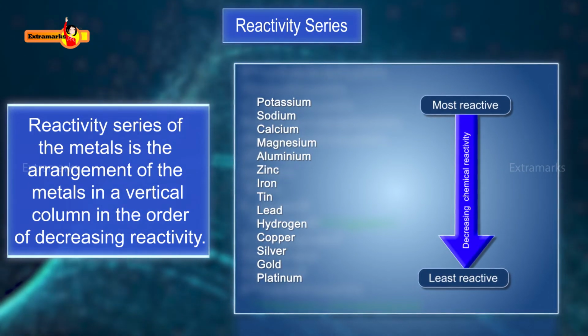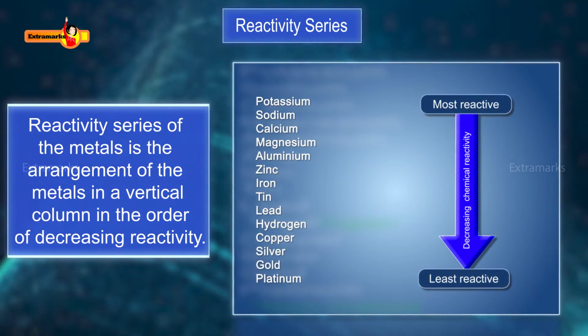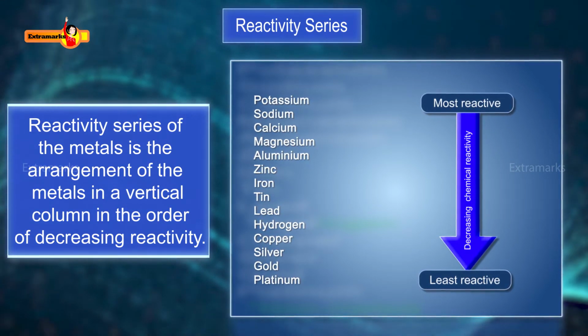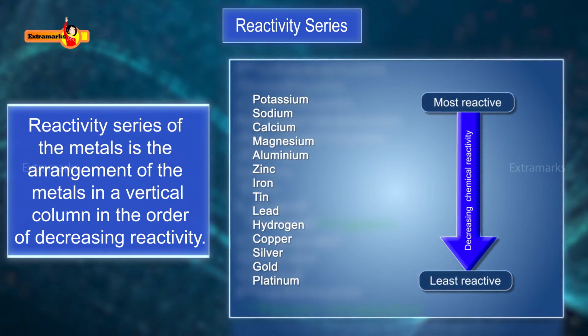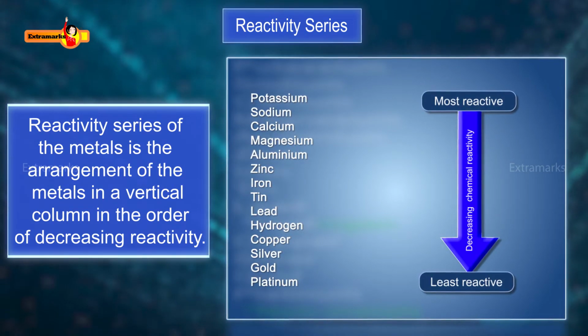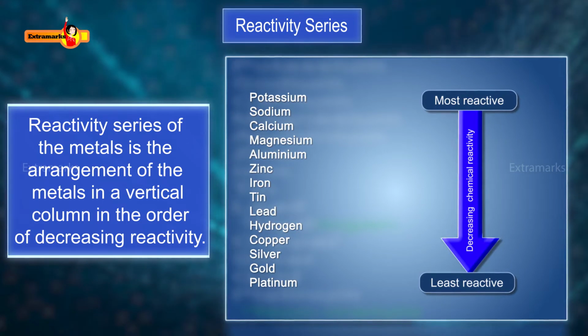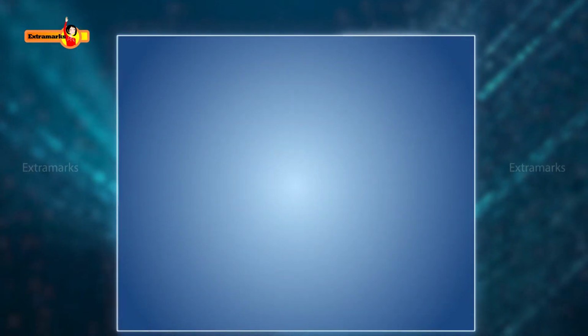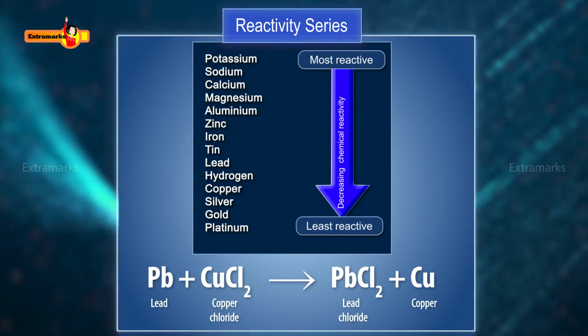Reactivity series of the metals is the arrangement of the metals in a vertical column in the order of decreasing reactivity. So, metals which are placed above in the reactivity series displace another element from its compound which is placed below it in the reactivity series. Now you know about the reactivity series.